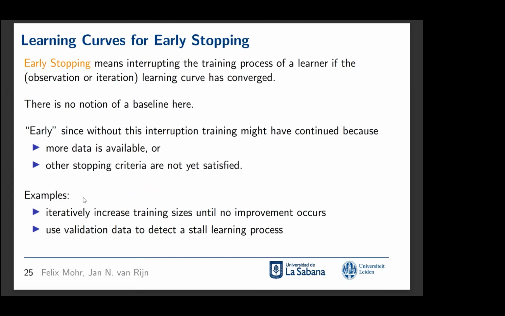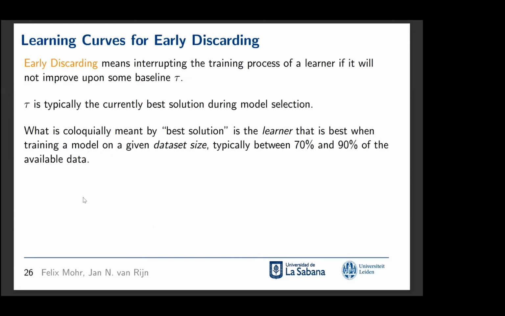So that's early stopping. The important notion here is that there's no kind of comparison. It's just looking at that model itself. It's not asking for any baseline, anything like this. Just observing the learning process in isolation of this learner. Can we say that we have converged or not? And if so, let's stop the learning process.